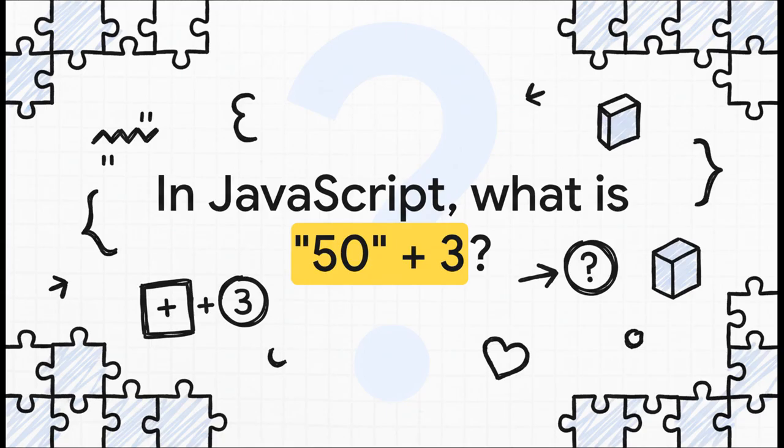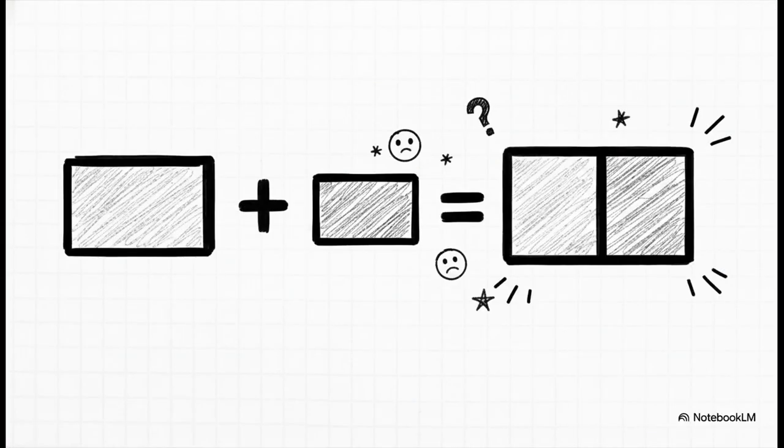It looks super simple, right? We've got the string 50, notice the quotes, and we're adding the number 3. Go ahead, take a guess. What do you think you get? The answer is the string 503. Yeah, if that made you do a double take, don't worry, you're not alone.